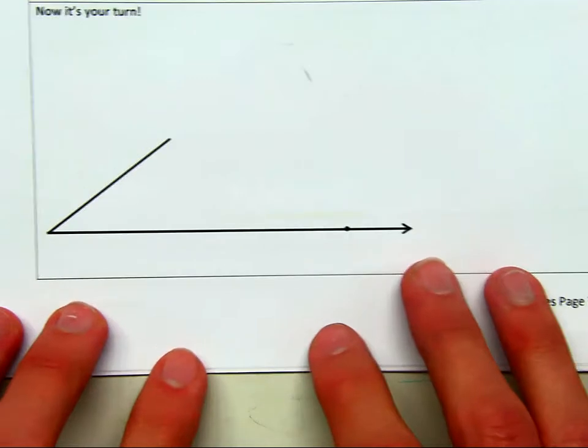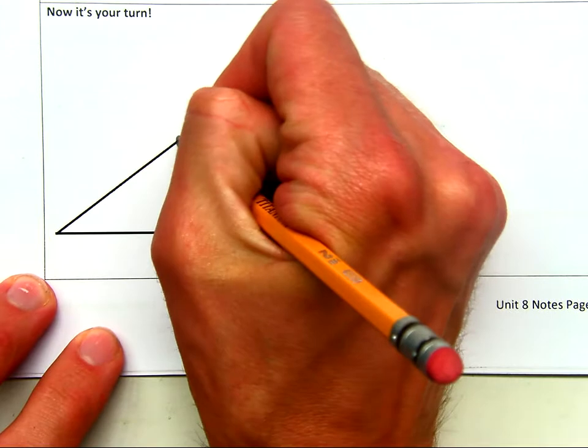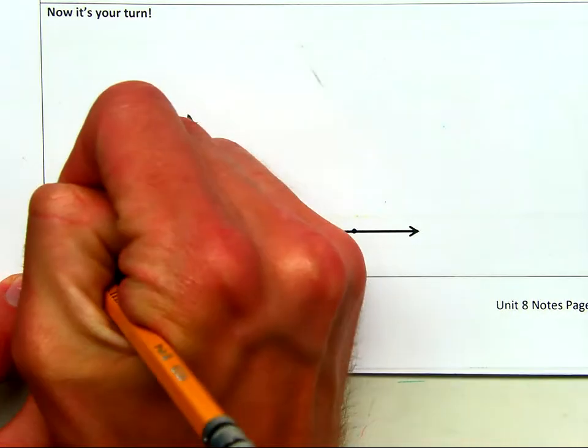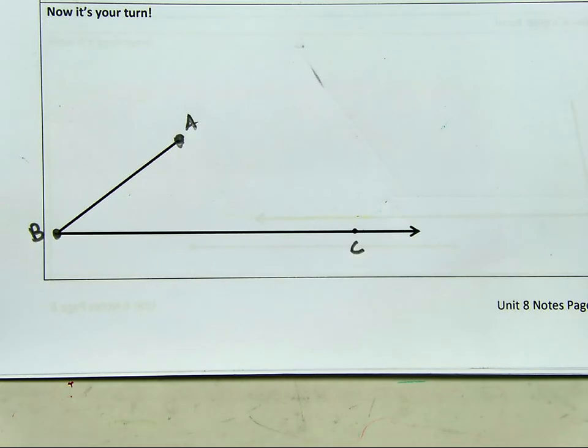Now you get to try it. Pause the video, try it on this one. Unpause when you are ready. So I'm going to call this A, B, and C. Alright, let's see how you did.